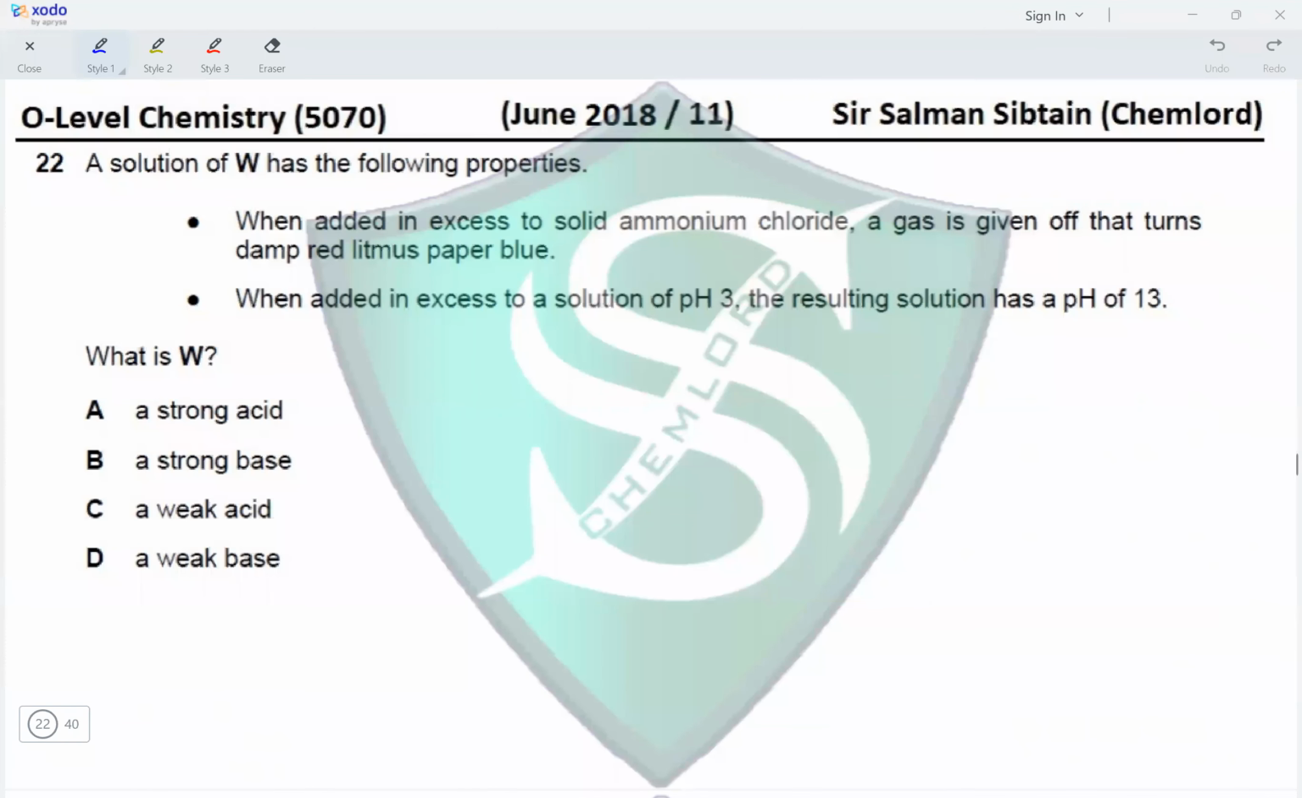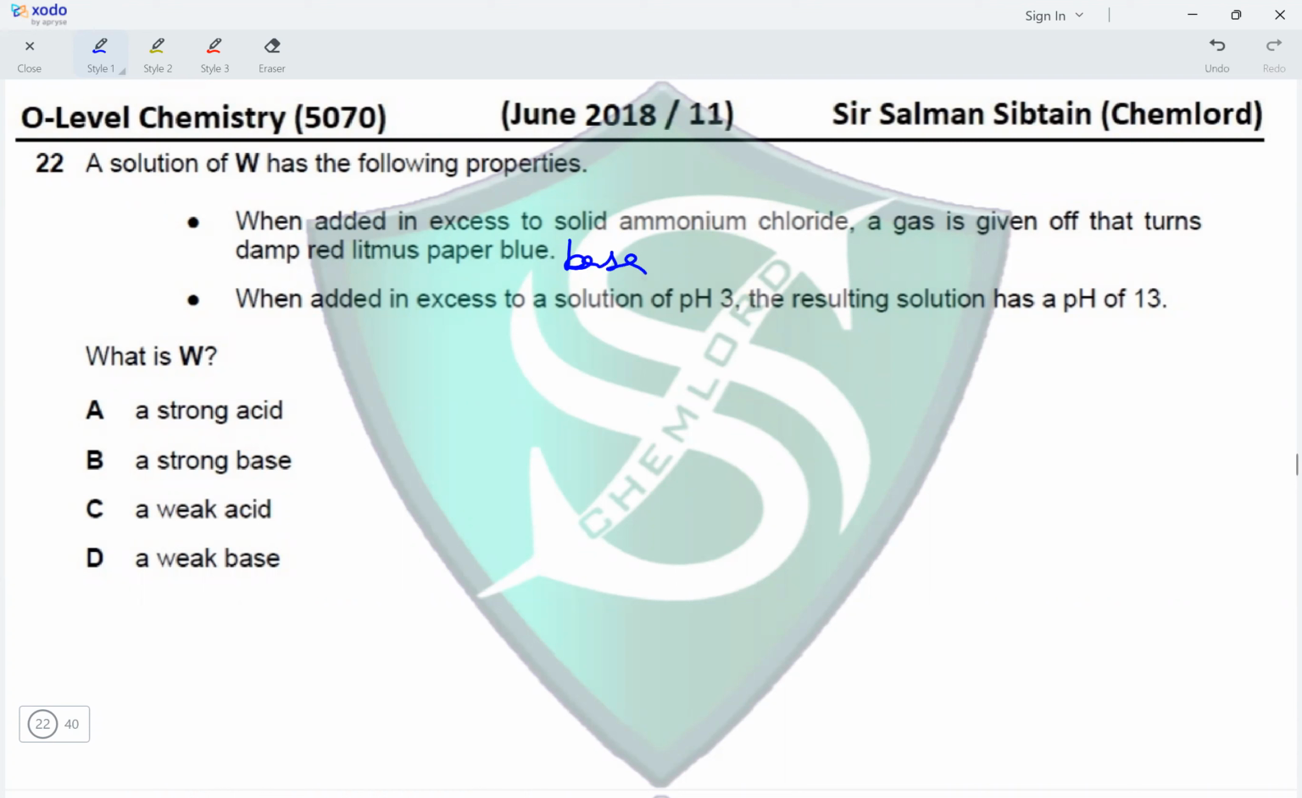Question 22. A solution of W has the following properties. When added in excess to solid ammonium chloride, a gas is given off that turns damp red litmus blue. So ammonia gas is given off, and since ammonium chloride is acidic, when W is added, it is supposed to be a base. So we have figured out that it is a base.